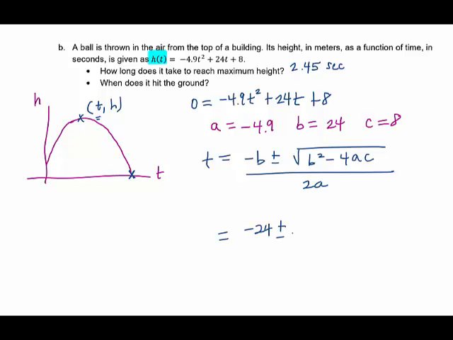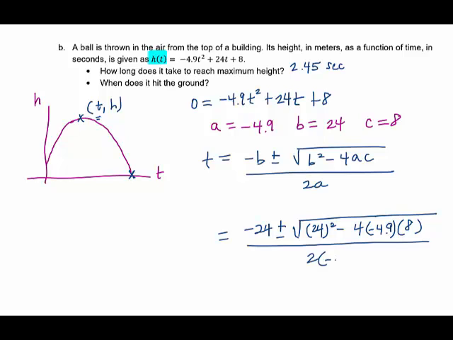Okay, so negative b, that's negative 24, plus or minus the square root of 24 squared, minus 4 times a, negative 4.9, times c, which is 8, divided by 2 times a, which is negative 4.9. And then we want to simplify this as much as possible. And I'll start with a radicand. Okay, so I have negative 24 plus or minus the square root of 732.8 divided by negative 9.8.